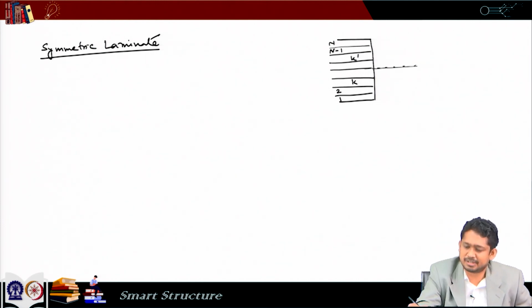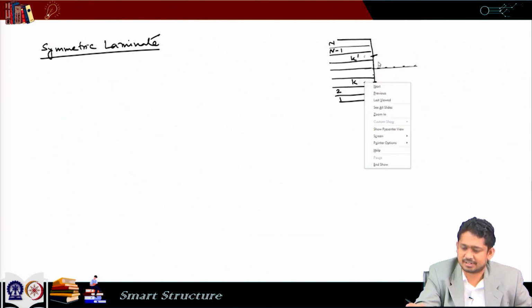So, with respect to this mid plane, this layer and this layer are symmetrically placed. Similarly, this layer and this layer are symmetrically placed, this layer and this layer at the symmetrical location. Now, if at layer k and at layer k prime, the ply orientation is same, we call it a symmetric laminate.